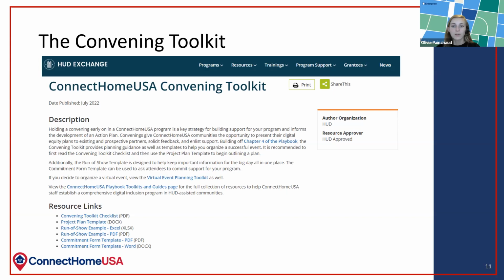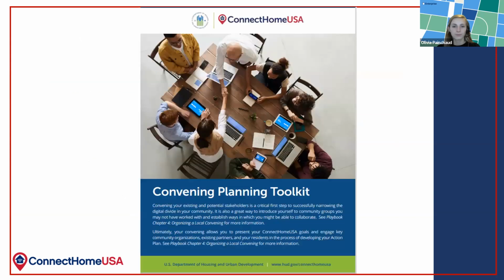This toolkit is comprised of many useful components, including a checklist, a project plan template, a sample run of show form, and a commitment form template. These resources will aid your team in organizing a successful community-wide convening. The checklist has several sections that will help you think through the planning process. We'll see a few of the sections in these upcoming slides.